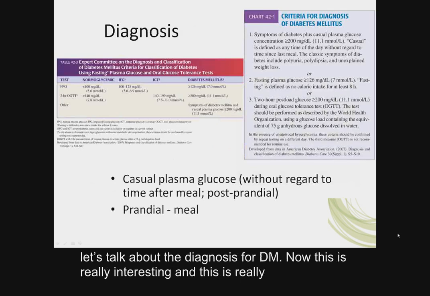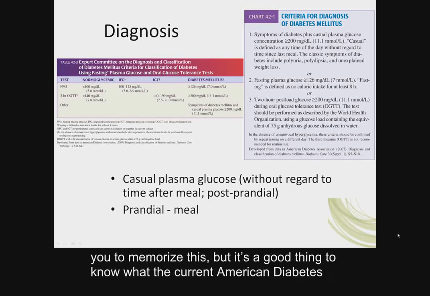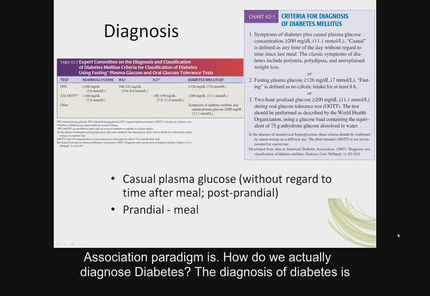Let's talk about the diagnosis for DM. Now this is really interesting, and this is really technical as well. You're not going to be laboratory technicians, and I don't expect you to memorize this, but it's a good thing to know what the current American Diabetes Association paradigm is. How do we actually diagnose diabetes? The diagnosis of diabetes is based on one of the following, and this is shown in your book.